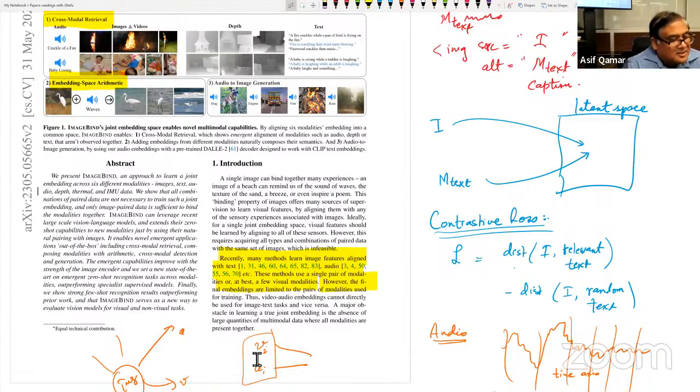ImageBind can leverage recent large-scale vision language models and extend their zero-shot capabilities to new modalities just by using their natural pairing with images. It enables novel emergent applications out of the box, including cross-modal retrieval. We saw cross-modal retrieval, right? Composing modalities with arithmetic and cross-modal detection and generation. The emergent capabilities improve with the strength of the image encoder, and we set a new state of the art on emergent zero-shot recognition tasks across modalities, outperforming specialist supervised models.